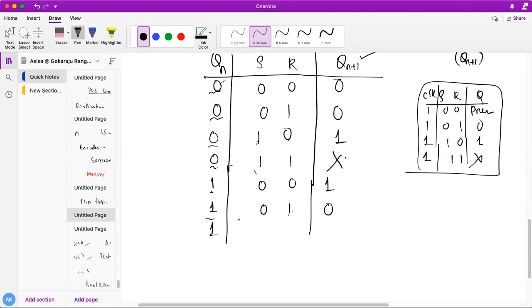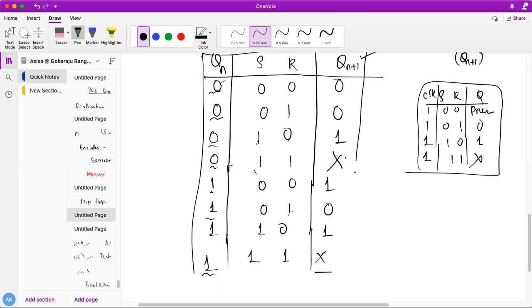Next, Qn is 1. Next 1 0. What will it do? It will just set my output to 1, set my flip-flop to 1. Next, this is 1 1. 1 1 means invalid. Whatever my previous state, it will not consider. In the next state, I will always get the invalid output, don't care. Do you all understand, students? Any doubt on this? Please let me know.